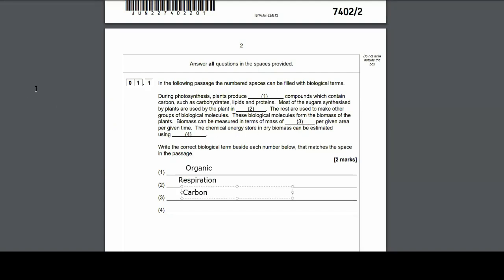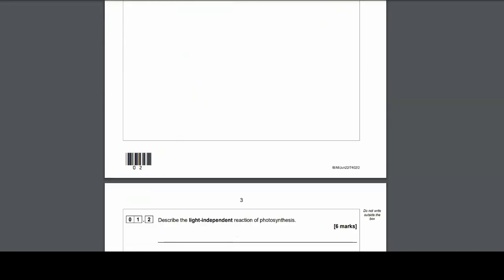The rest are used to make other groups of biological molecules. These biological molecules form the biomass of plants. Biomass can be measured in terms of the mass of carbon per given area per given time. The chemical energy stored in the dry biomass can be estimated using calorimetry. Now, calorimetry is where we burn the biomass under strict conditions, where we try to reduce heat loss, and we calculate the rise in the temperature of something like water.